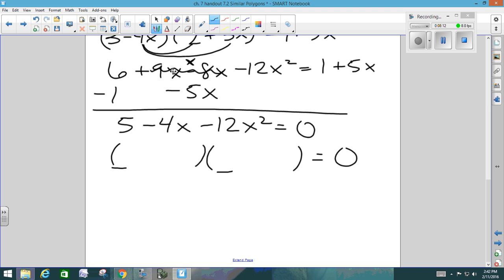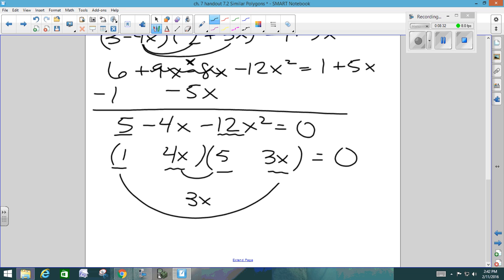First term times first term has to give me 5x squared, so 1 and 5. Second term times the second term has to give me 12. Throw my x's on there, right? Then we check it. 3x, 20x. Can I combine 20 and 3 to get -4? This is my goal. I'm trying to get to that. Probably not, right? No. Okay.